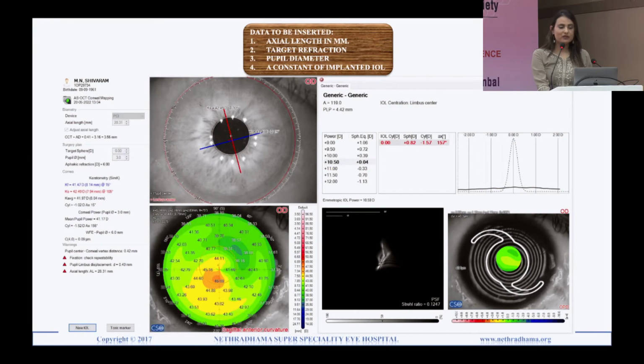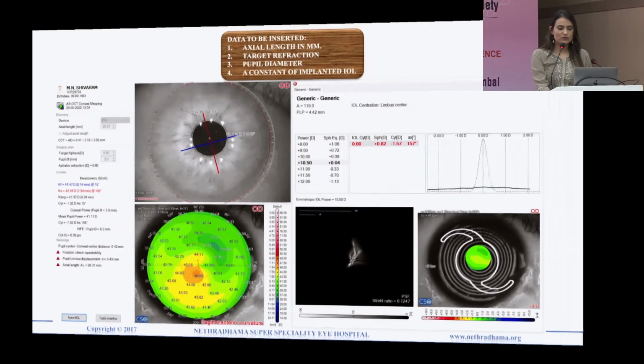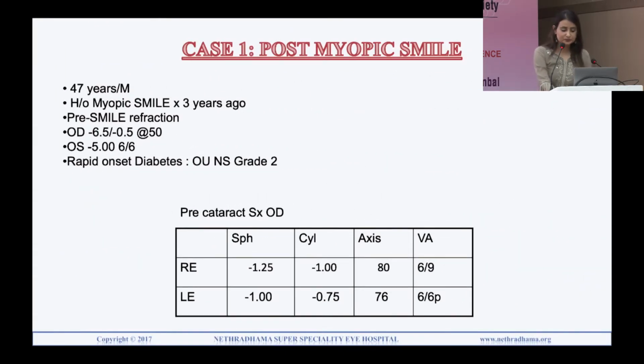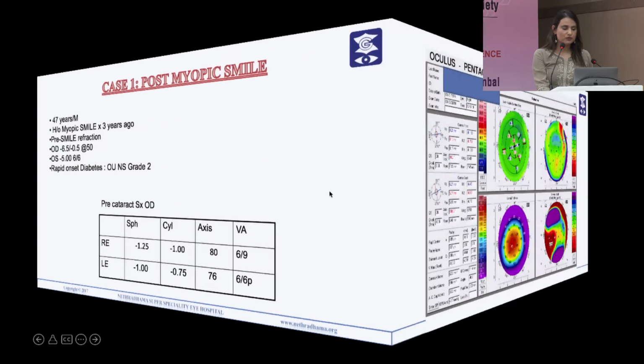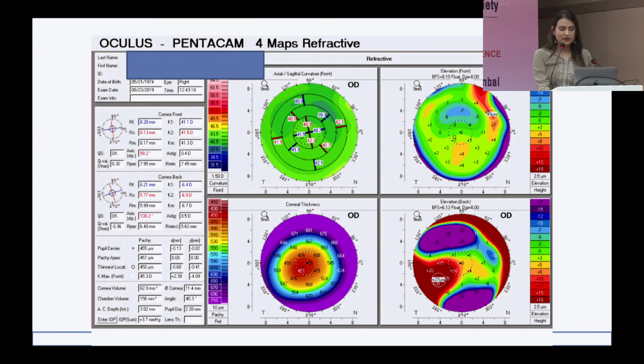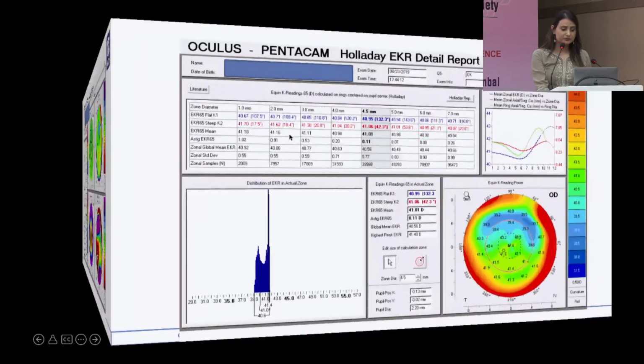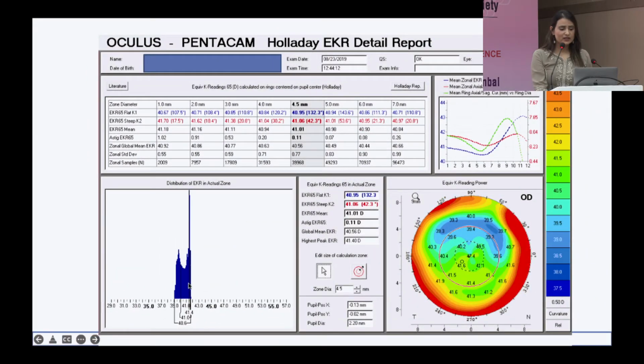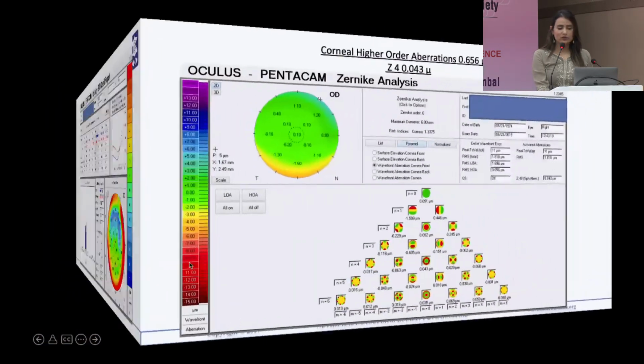We also have ray tracing. We use MS39 for IOL power calculations. So this is also a very predictable way of IOL calculation post LASIK. So just ending my talk with one case of post SMILE. This was a patient, 47-year-old male, who had myopic refractive surgery 3 years ago, developed cataract and presented for cataract surgery. This is the Pentacam. You can see there's still some amount of flattening there, and the Holladay EKR report shows a fairly regular single spike.